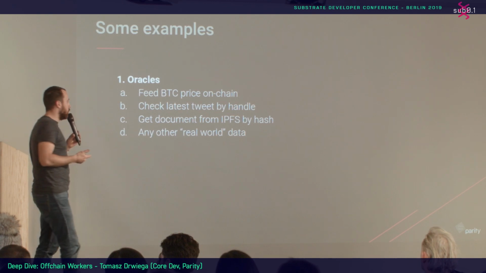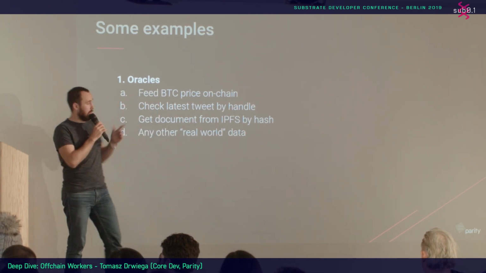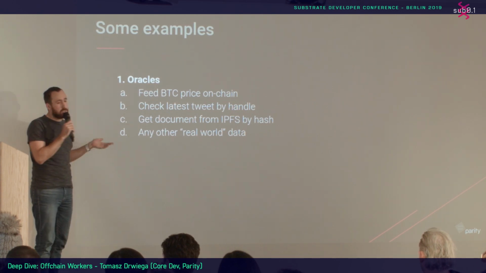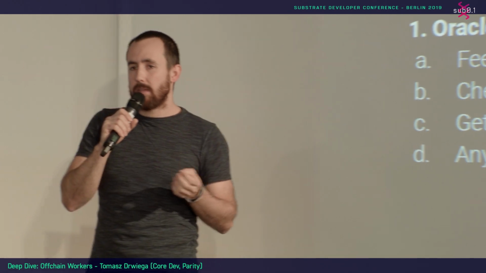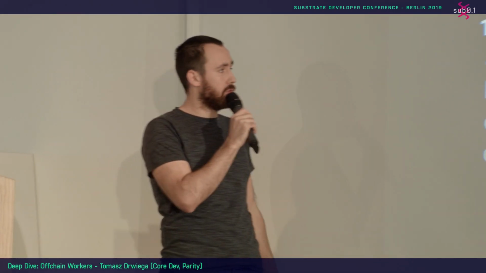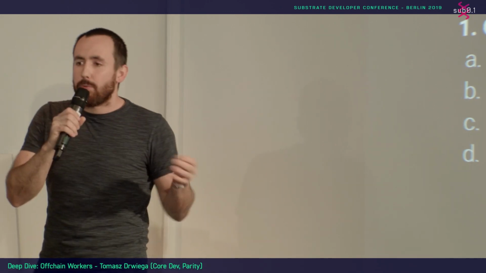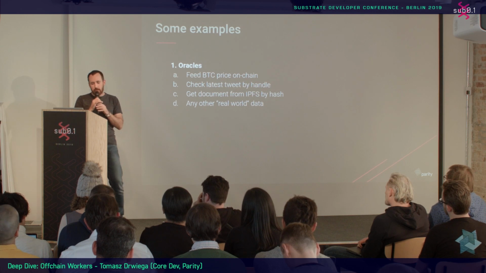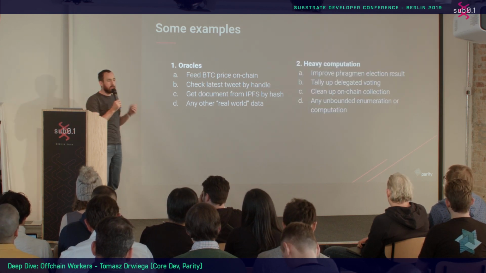Some examples of these off-chain applications that we see nowadays are listed over here. For instance, you might want to fetch the BTC to USD price and feed that back on-chain as a price oracle. Or any other real-world data that you can find on the internet, you want some mechanism to actually feed that back on-chain. Another use case might be some heavy computation.